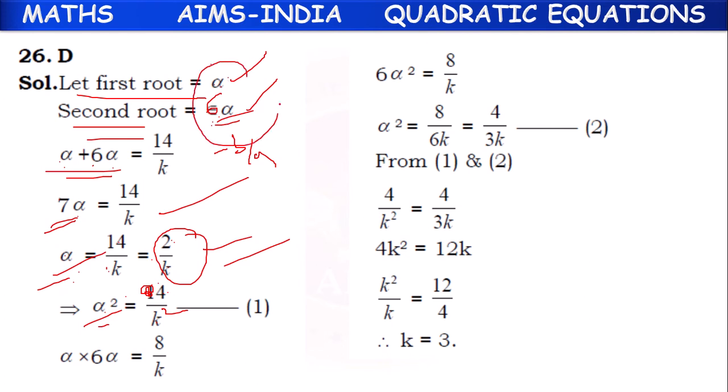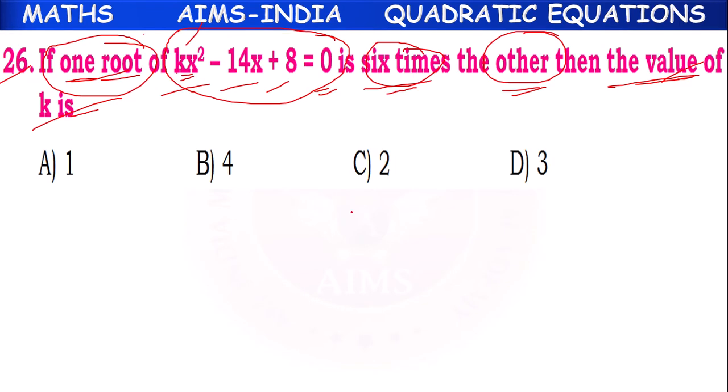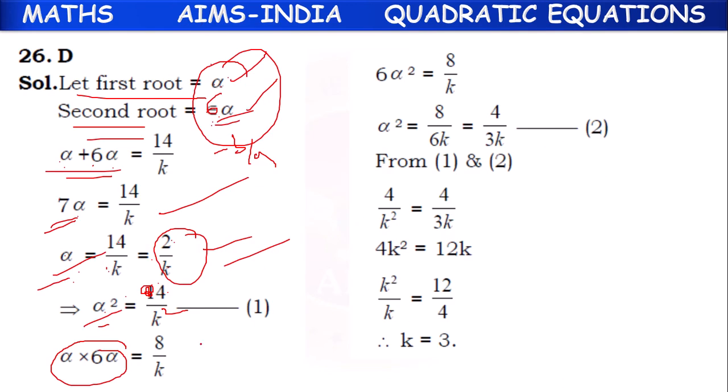And one more thing, product of roots. Alpha into 6 alpha equal to, according to formula, c by a. This is c, this is a. C by a means 8 by k. So 8 by k. So alpha into alpha, alpha square, 6 alpha square equal to 8 by k. But alpha square equal to, 6 will come down, 8 by 6k. 6 twos are 12, 4 threes are 12, 4 by 3k. It will be equal to 4 by 3k.